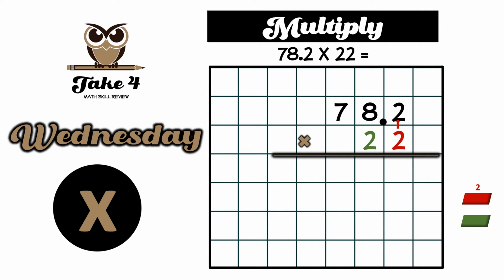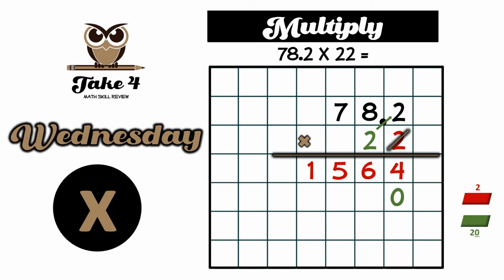2 times 2 equals 4. 2 times 8 equals 16, carry the 1. 2 times 7 equals 14, plus 1 equals 15. I'm done multiplying by 2. Now we're going to multiply by the 2 in the tens place. This 2 has a 0. We're going to use that 0 as a placeholder. Now we can multiply by 2.